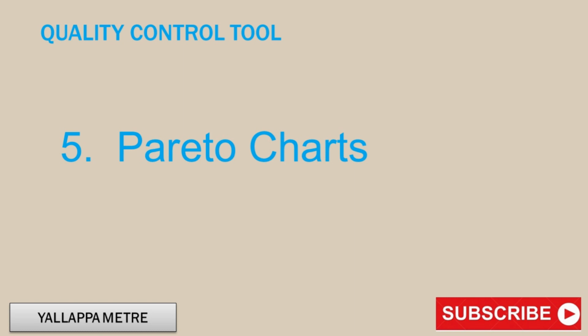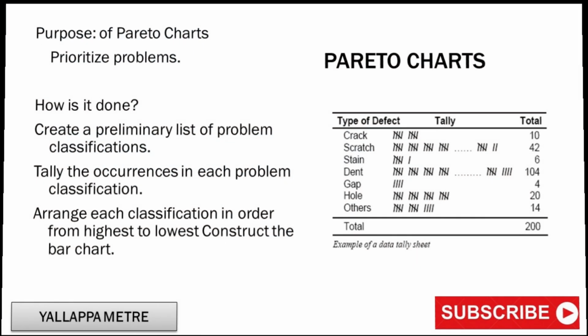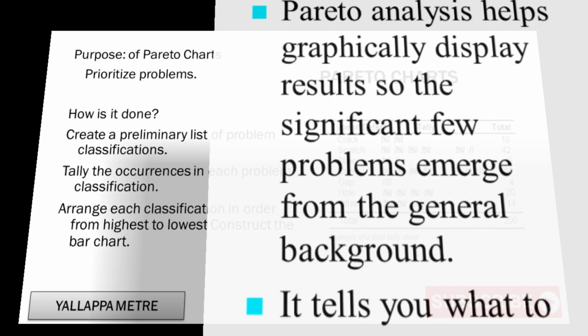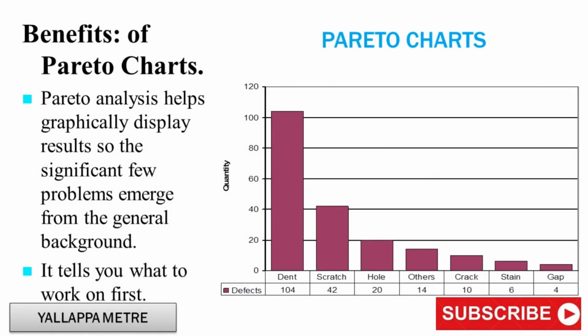5. Pareto Charts. Purpose of Pareto Charts: prioritize problems. How is it done? Create a preliminary list of problem classifications. Tally the occurrences in each problem classification. Arrange each classification in order from highest to lowest. Construct the bar chart. Benefits of Pareto Charts: Pareto analysis helps graphically display results so the significant few problems emerge from the general background.